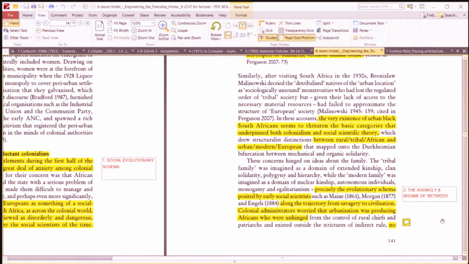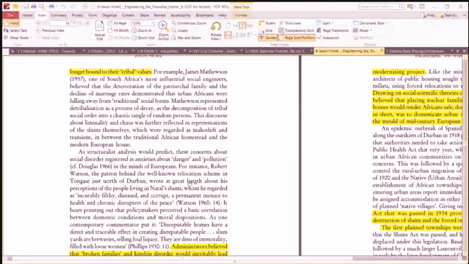Colonial administrators worried that urbanization was producing Africans who were unhinged. They're no longer in the familiar rural environment that they know. They're now in the city, so now all hell is going to break loose. They're not going to be able to be managed, to be controlled. Their values are going to fall away, the values that kept them in this particular world. There's going to be disorder and chaos in the city because Africans have now migrated. So what do we do about this problem? They are no longer bound to their tribal values.